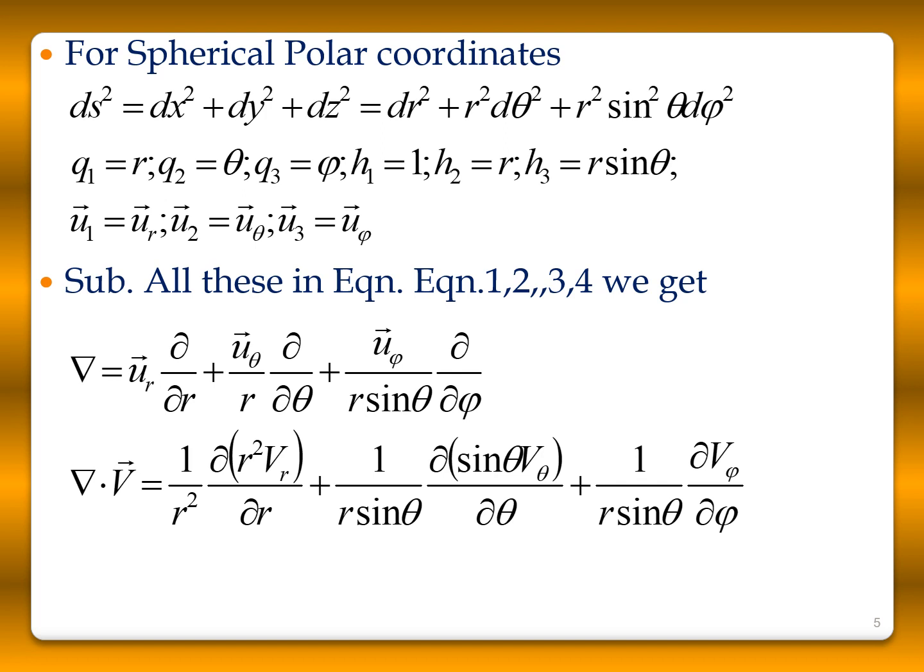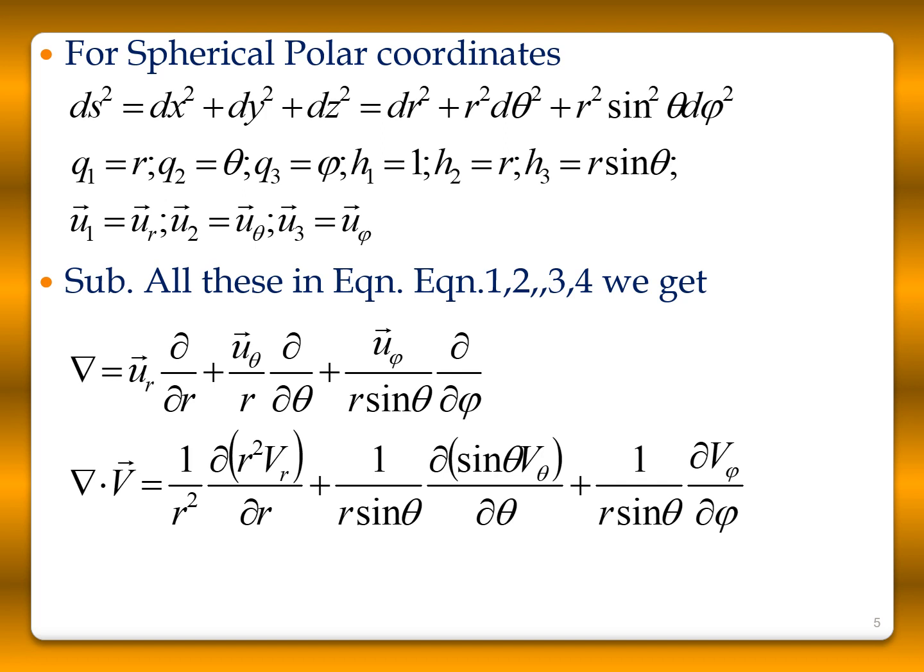So from this, what is your Q1? Q1 is R, Q2 is theta, Q3 is phi, and H1 is 1, and H2 squared is R squared, so H2 is R. H3 squared is R squared sine squared theta, so H3 is R sin theta. And the basis vectors are U R vector, U theta vector and U phi vector.